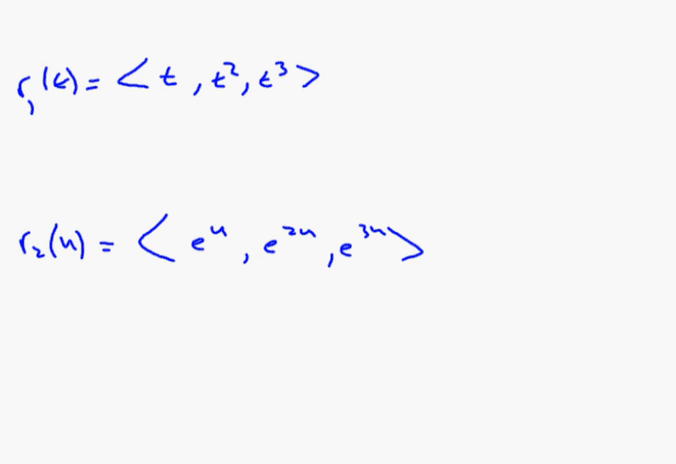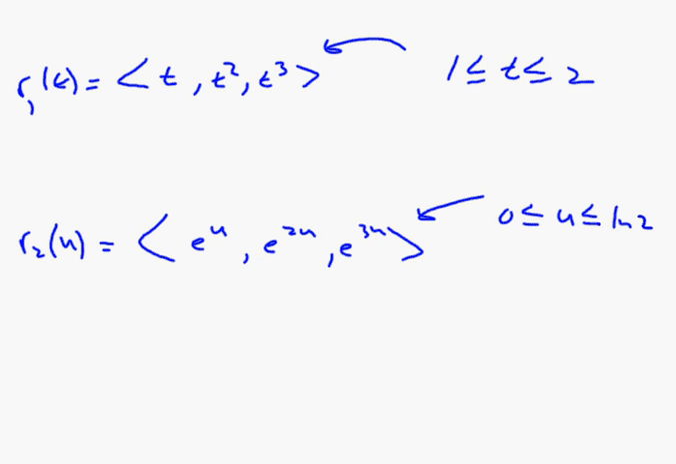So first, you might think, oh, these are different curves. Matter of fact, I'm going to give you some values here. For r1, t goes from 1 to 2, and for this function, it's going to be 0 less than or equal to u less than or equal to ln2. All right, here's my claim. My claim is actually these two parameterizations trace out the same section of the same space curve.